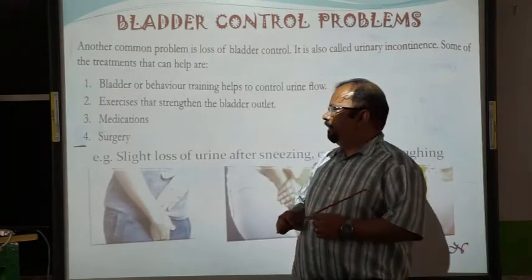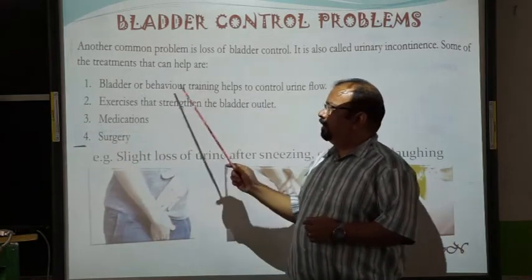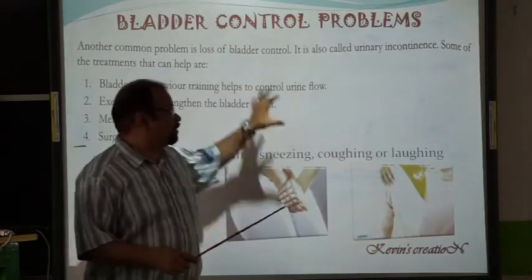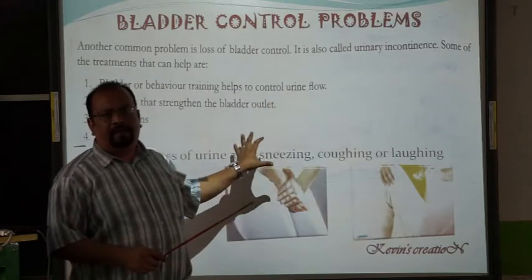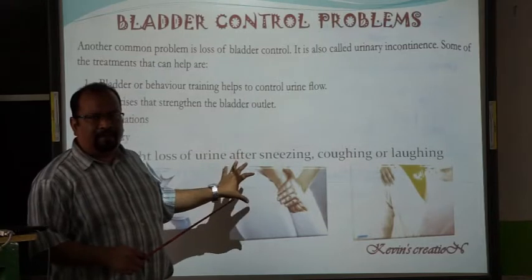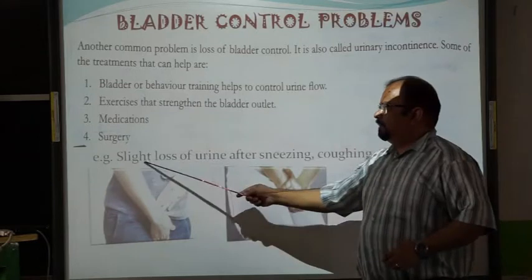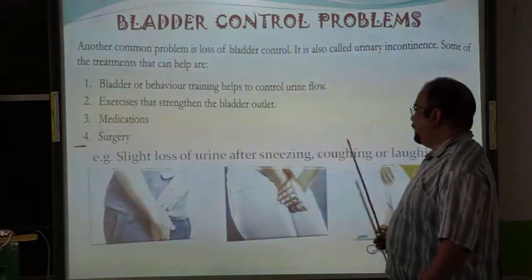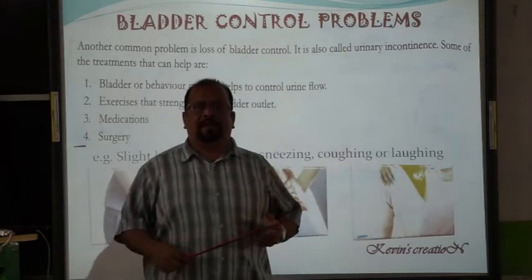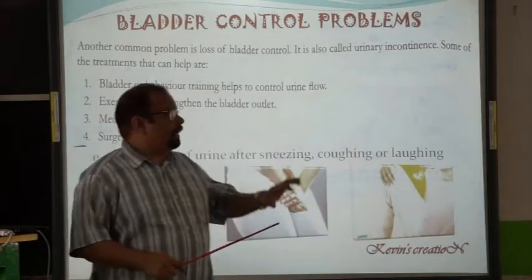Okay? And the last option is surgery. If your problem is not controlled by medication, exercises, and this training, then you have to go for surgery. Now one example here, it's not there in the book, but I have given it so that you will understand it better. Slight loss of urine after sneezing, coughing or laughing. A person sneezes, coughs, and then there is a small leakage of urine. Okay, so that comes under bladder control problems.